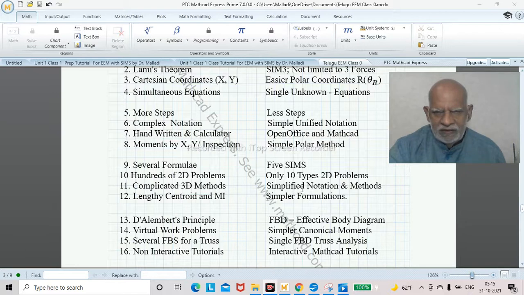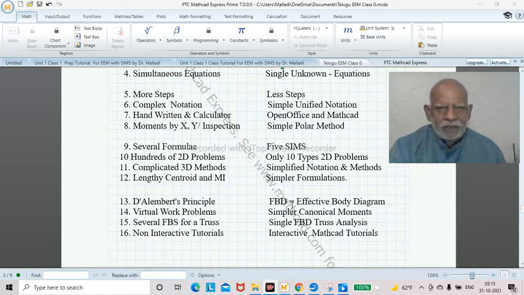I have simplified even the notation and the methods also. Length, centroid and MI, the moment of inertia: again, I made the formulas simpler. Simple is the hallmark of this book.